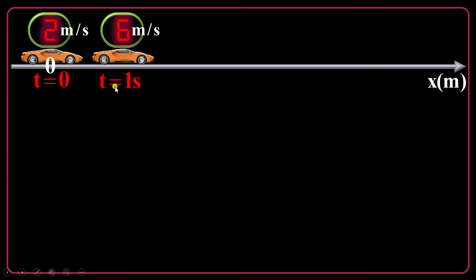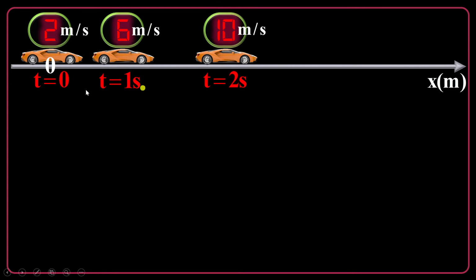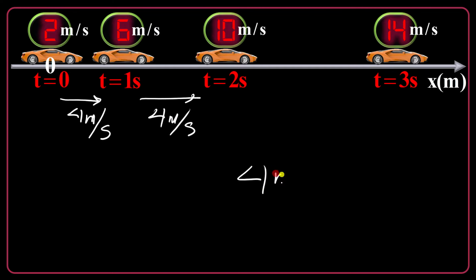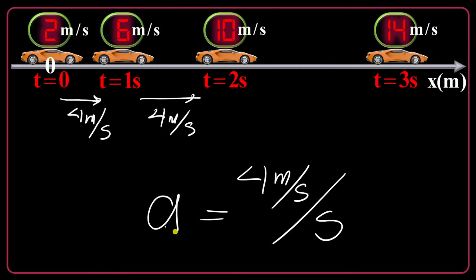Look at this x-axis. Suppose that a car starts from initial velocity of 2 meters per second to the right, and then after 1 second, the speedometer indicates 6 meters per second. Then I will read the speedometer after another 1 second to be 10. And at t equals 3, another 1 second, the velocity is 14. As you see, in each second, the velocity will increase by 4 meters per second. So 4 meters per second in each second is the gain in velocity, which is called acceleration. So acceleration is 4 meters per second squared.